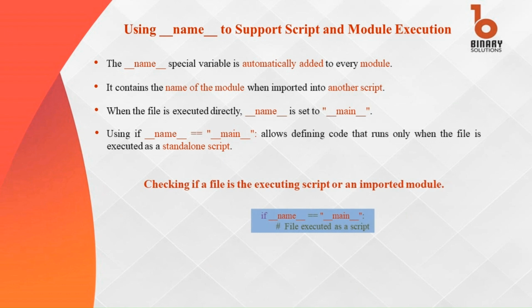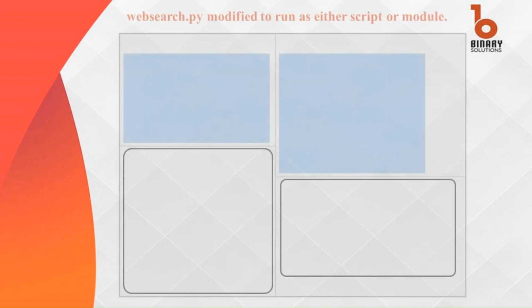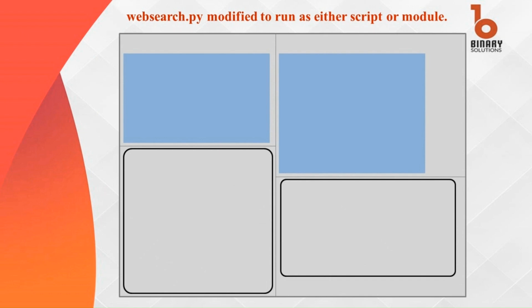By using the if __name__ == "__main__" condition, you can write code that only runs when the module is executed directly rather than when it's imported into another script. This allows you to create flexible files that can either function as reusable modules or as independent programs, depending on how they are run. This example highlights how the websearch.py module is designed to run either as a standalone script or as a reusable module, leveraging the if __name__ == "__main__" construct.